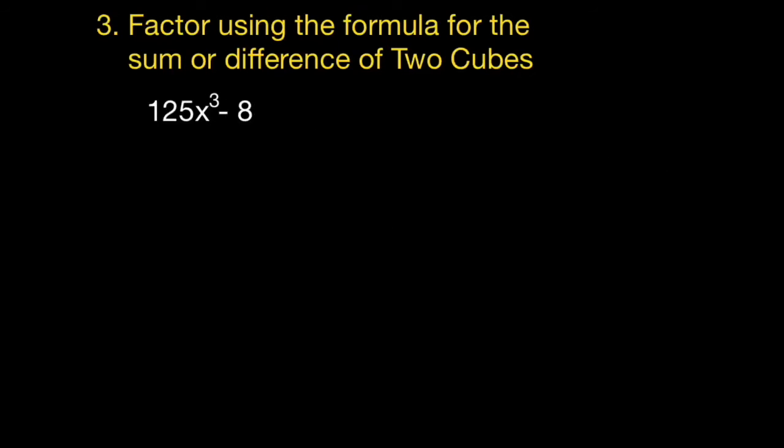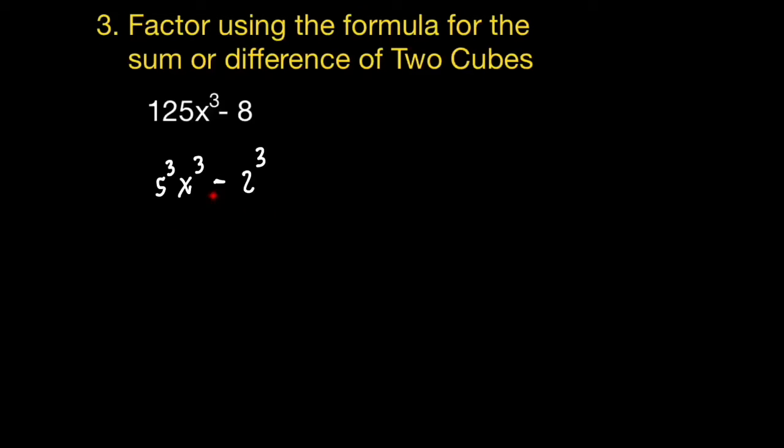Let's do one more example, example 3. Here we have 125x cubed minus 8. What's interesting about this problem is that we actually can rewrite the 125 and the 8 as perfect cubes, because 5 times 5 times 5 is going to be 125, and then 2 times 2 times 2 is going to give me the 8. Let's go ahead and rewrite this as 5 raised to the third power multiplied by x raised to the third power, and we're going to subtract 2 raised to the third power.